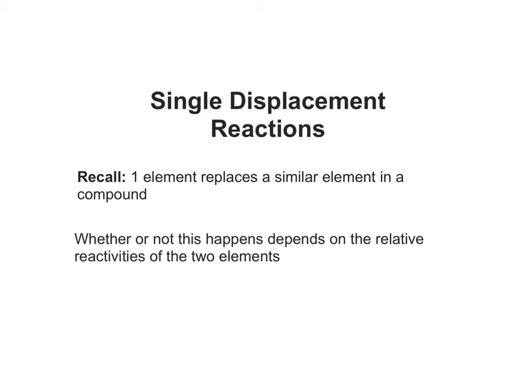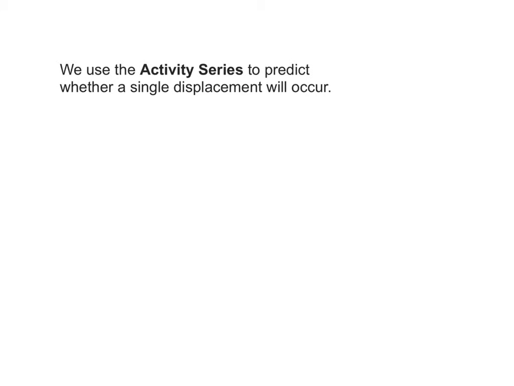So whether or not a single displacement reaction will occur depends on the relative reactivities of the elements involved. It means that when you compare the two elements involved in the single displacement, which one is more reactive? Scientists have done a whole bunch of different experiments with different metals, and from these experiments, just like the ones we've done in class, they've been able to list elements in order of their reactivity.